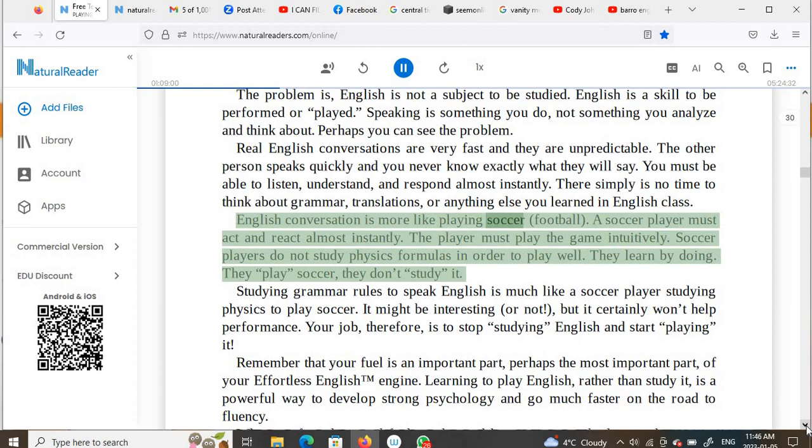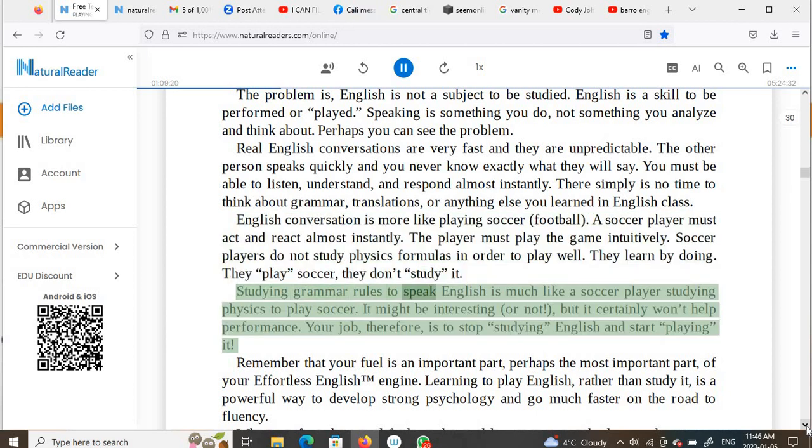There simply is no time to think about grammar, translations, or anything else you learned in English class. English conversation is more like playing soccer. A soccer player must act and react almost instantly. The player must play the game intuitively. Soccer players do not study physics formulas in order to play well. They learn by doing. They play soccer, they don't study it. Studying grammar rules to speak English is much like a soccer player studying physics to play soccer. It might be interesting, but it certainly won't help performance.